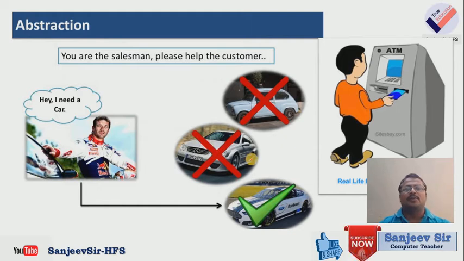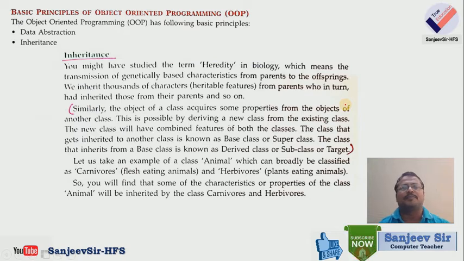Now you see here, you are a salesman and you consider which car you will go for. But I want to show you a real life example, that of an ATM. You use the ATM machine and withdraw cash there. You interact with it, you know how to use it, but you do not know how money comes to your money tray. You do not know that much internal detail, but whatever is required to you, you know and you use.